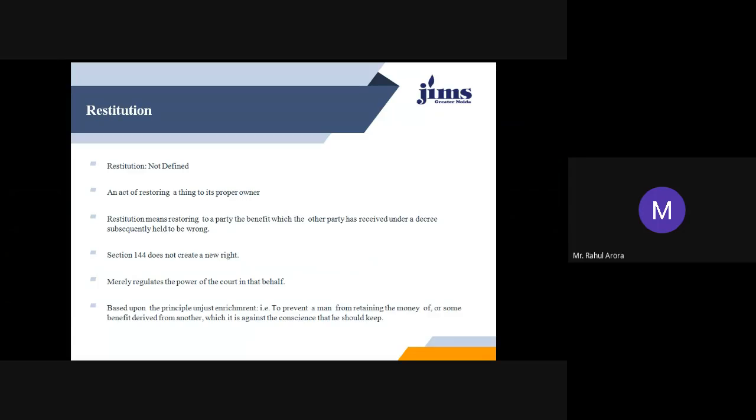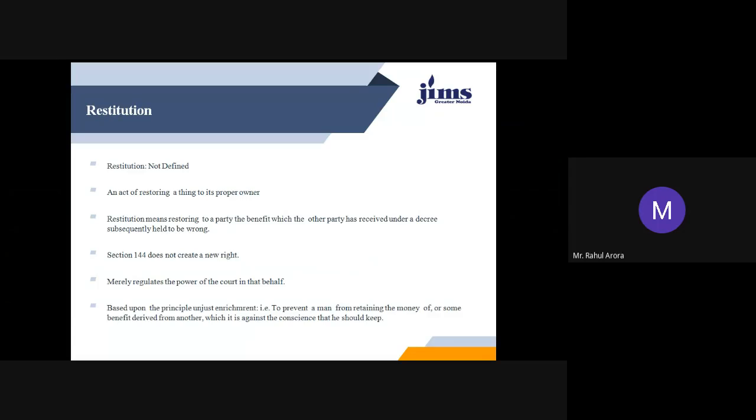It means an act of restoring a thing to its proper owner. This is the literal meaning of restitution. In other words, restitution means restoring to a party the benefit which the other party has received under a decree subsequently held to be wrong. It does not create a new right in favor of the party who has suffered the loss because of the wrong act committed by the other party.